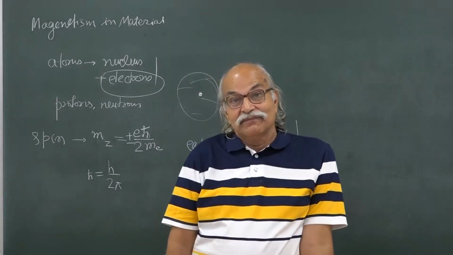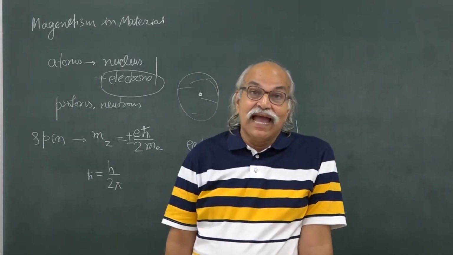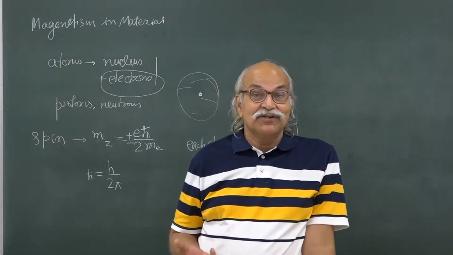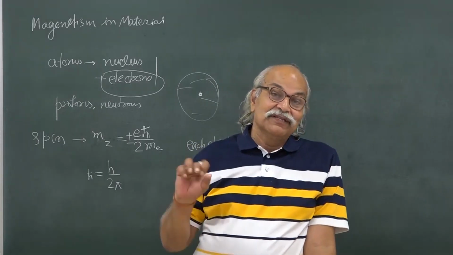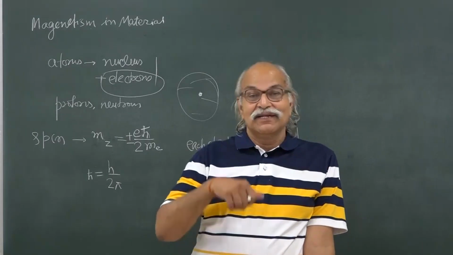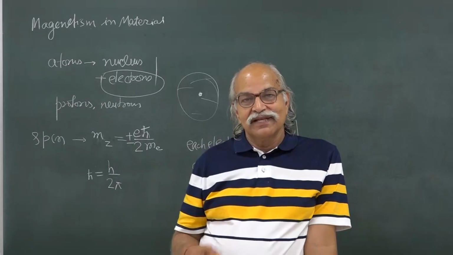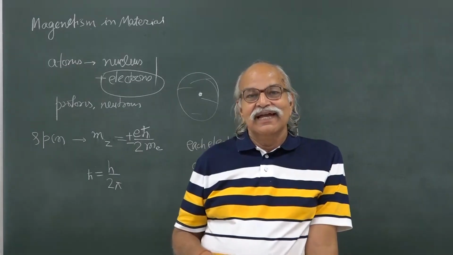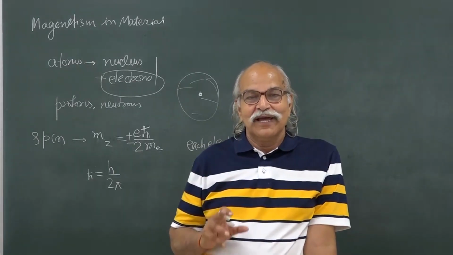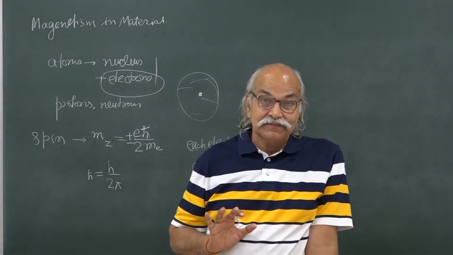Each electron has a magnetic dipole moment, but it is possible that the atom as a whole does not have a dipole moment, because all these electrons are paired and the dipole moment of one is opposite to the dipole moment of the other, and then each pair has 0 magnetic moment and the total atom also has 0 magnetic moment. It is possible. Okay.